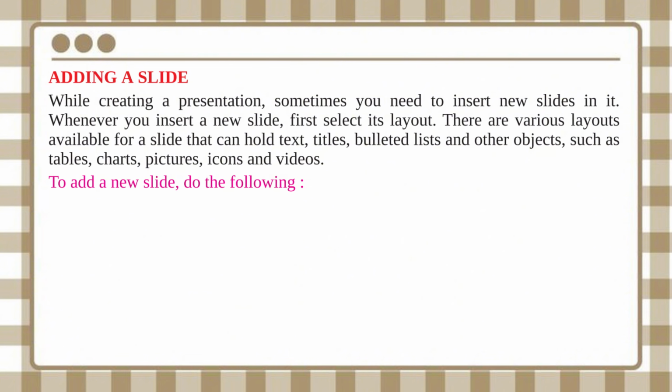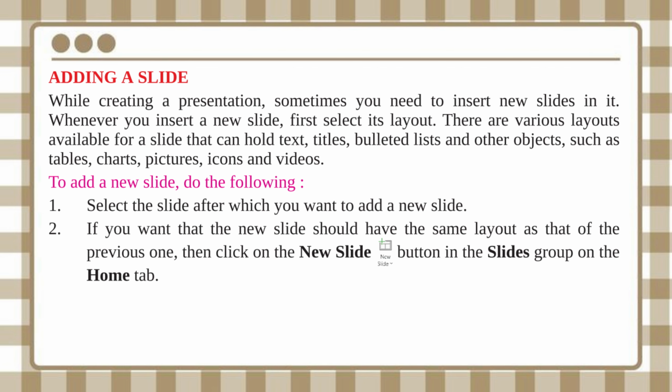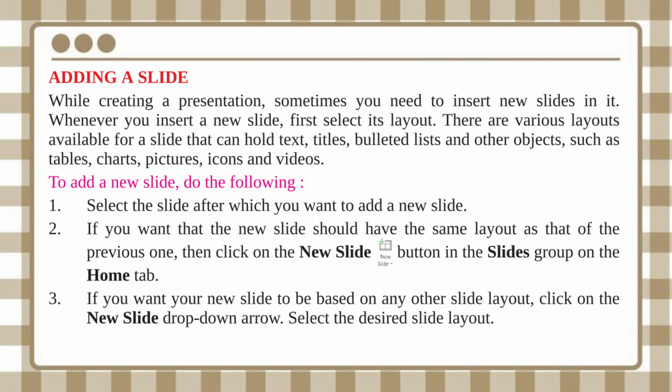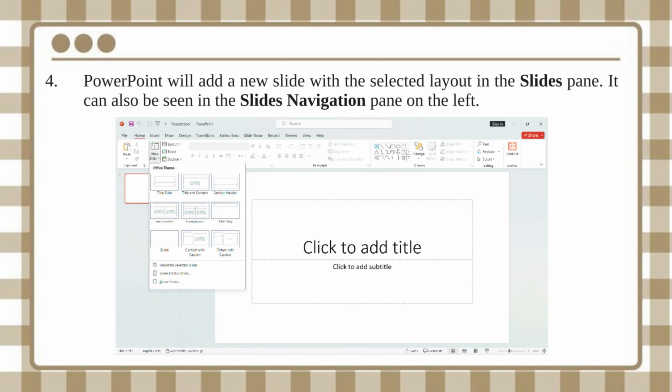To add a new slide, do the following. 1. Select the slide after which you want to add a new slide. 2. If you want that the new slide should have the same layout as that of the previous one, then click on the New Slide button in the Slides group on the Home tab. 3. If you want your new slide to be based on any other slide layout, click on the New Slide drop-down arrow. Select the desired slide layout. 4. PowerPoint will add a new slide with the selected layout in the Slides pane. It can also be seen in the Slides navigation pane on the left.